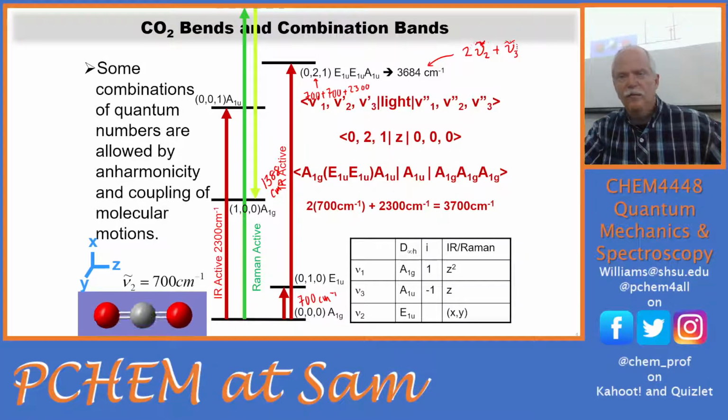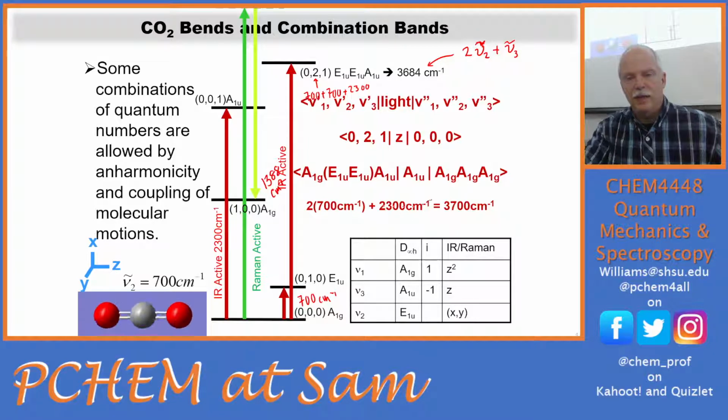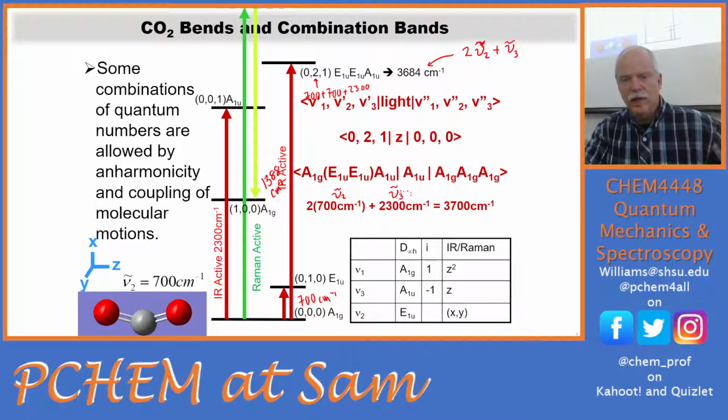And the way you read it here, 2 nu3 plus nu3, is exactly what you would do to get the frequency of that. 2 nu2 plus nu3. And you just add those vibrational frequencies up, and that's the frequency of the combination band. Okay.